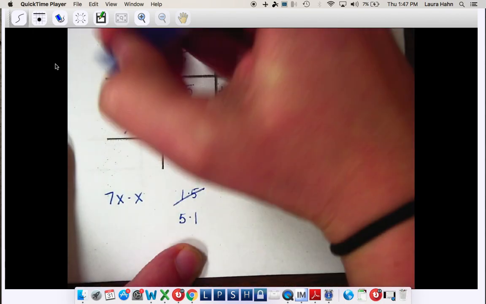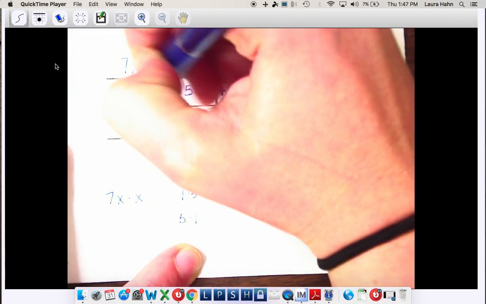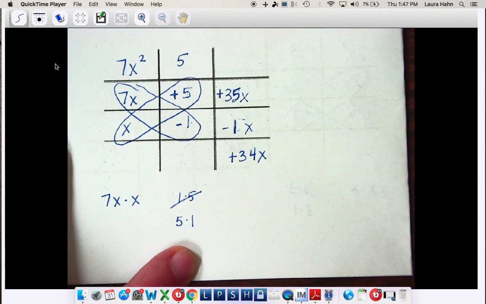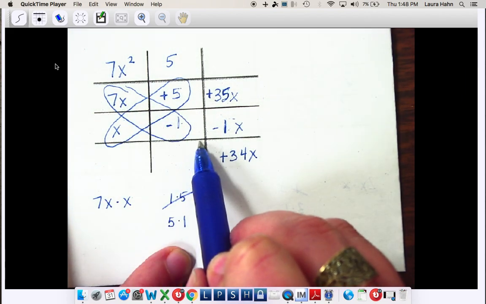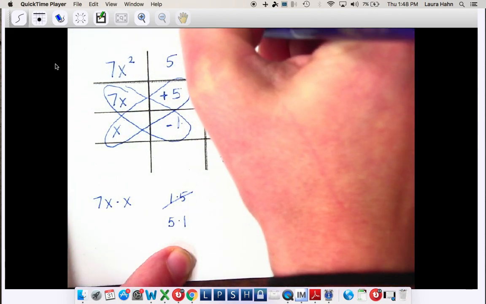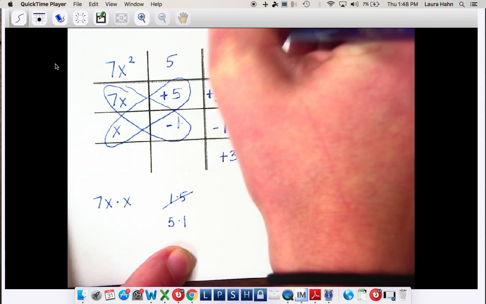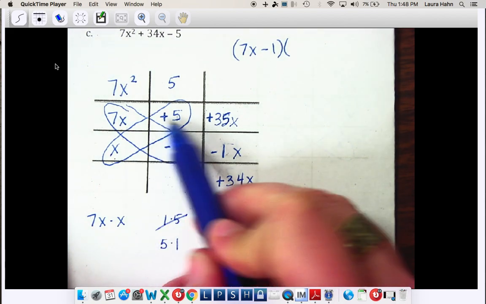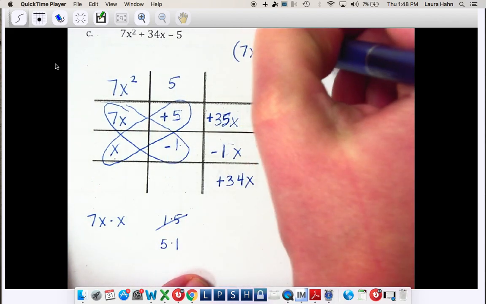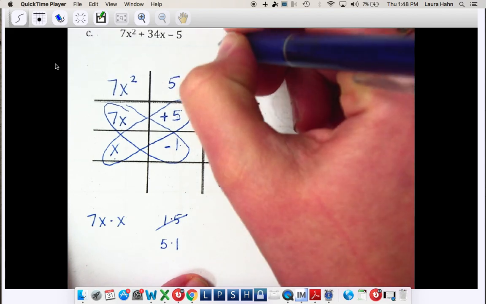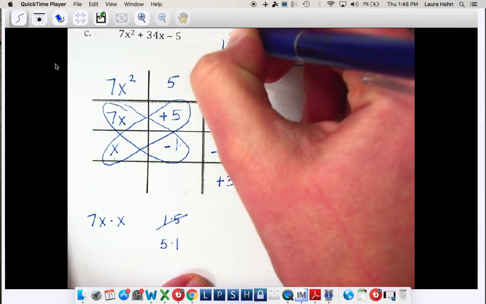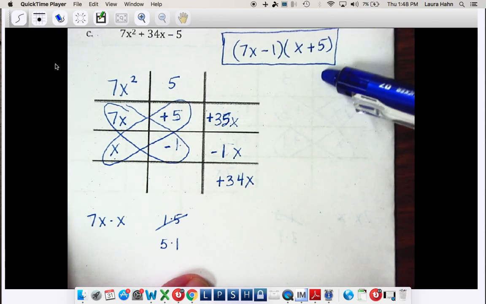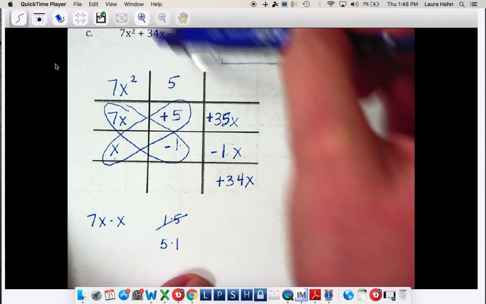All right, so now we do a little cross butterfly thing to help me come up with my factors. So one of my factors is 7x minus 1. My other factor would be x plus 5. And you can always check yourself. Now that we found our factors, we can double distribute, finish double distributing, and check that what we get matches what we started with.